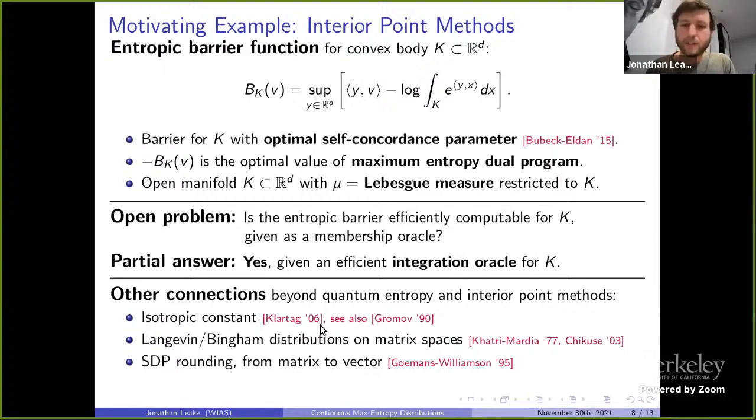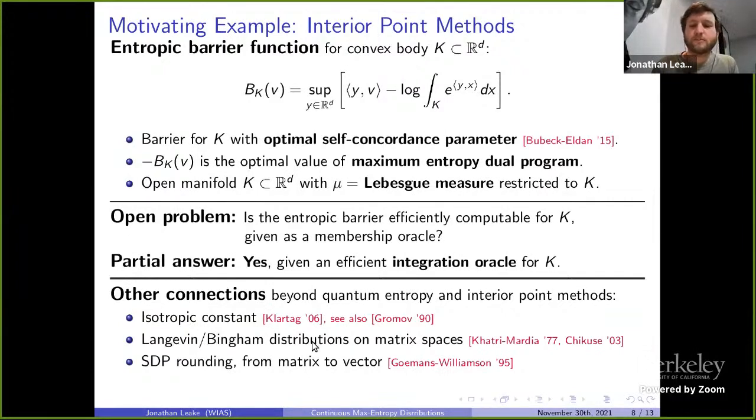Beyond these two things, there are also some other connections, which I'm not going to be able to really talk about that much. There's some connection to the isotropic constant, which is maybe a little more of a hazy connection. I can't say anything too concrete here. It's just that certain integrals like this appear in this work of Klartag in the 2000s, and there seems to be some connection, but I can't say anything too formal there.